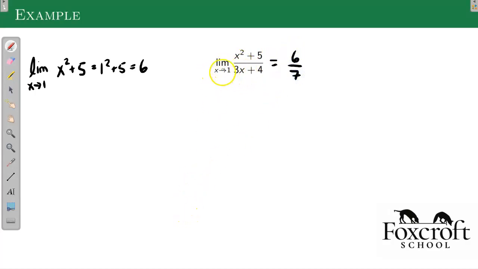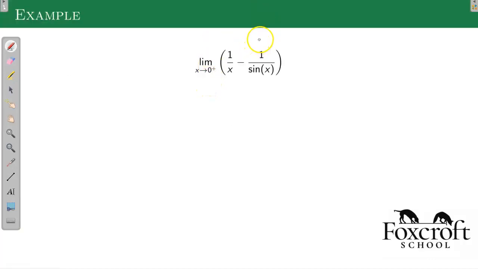This is one the AP test might throw in, because if you try to do L'Hopital's rule, you would get 2x on the top and 3 on the bottom. You get 2/3 as your answer. But the correct answer is 6 over 7. You can't do L'Hopital's rule here because you don't get 0 or infinity as the limit of the top or the bottom. So just make sure you're always double checking that you can do L'Hopital's rule before you do it.